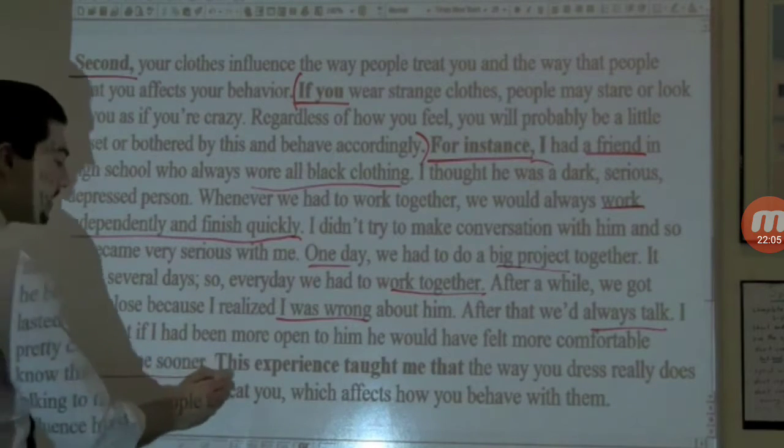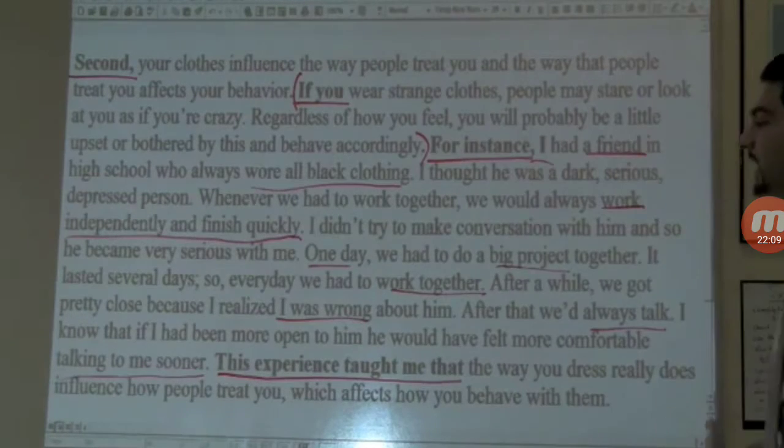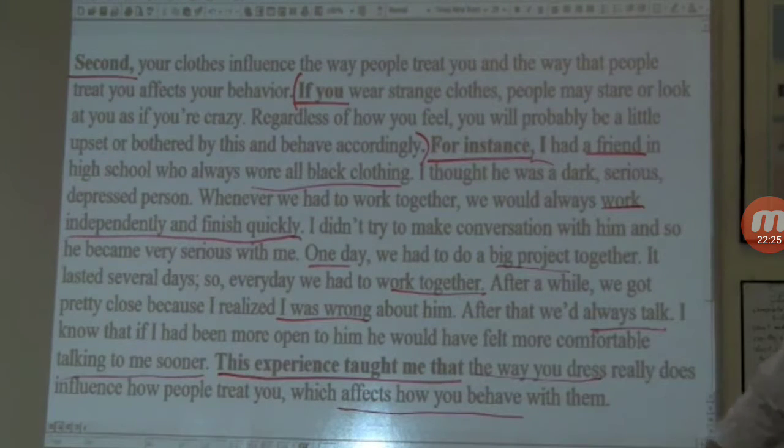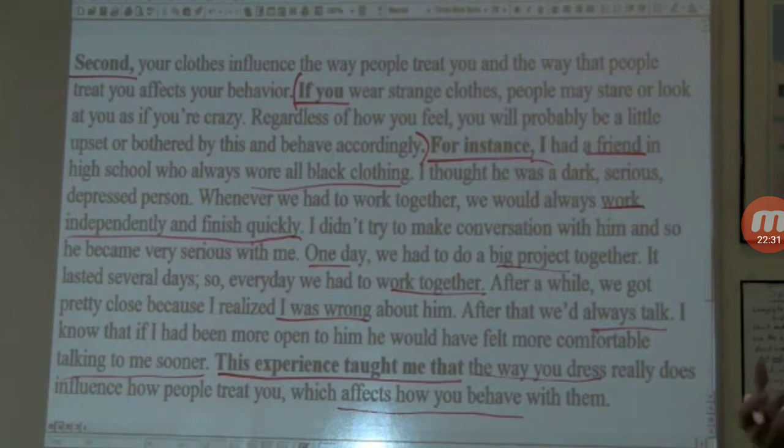Then I repeat that concept with my concluding sentence. And again, it's really a repetition of the answer. But you can draw on your reason a little bit, as I did here. The way you dress really does influence how people treat you, which affects how you behave with them. So the way you dress affects how you behave. I repeat the answer. I added a few more words since I thought my reason was a little complex, so I wanted to make it very clear.